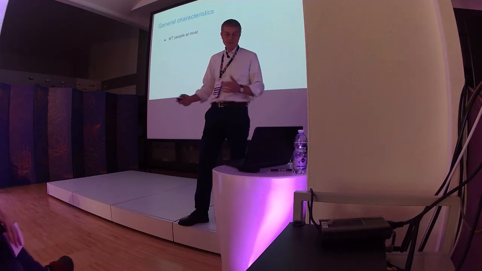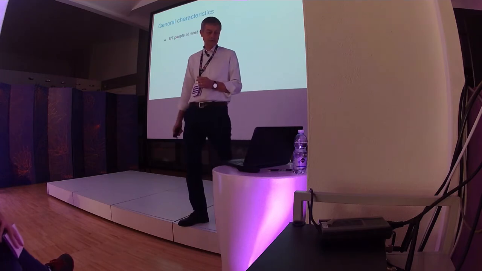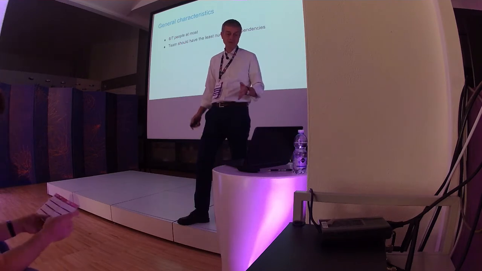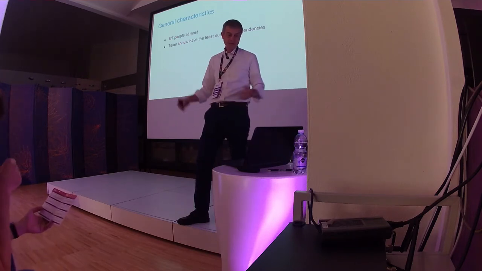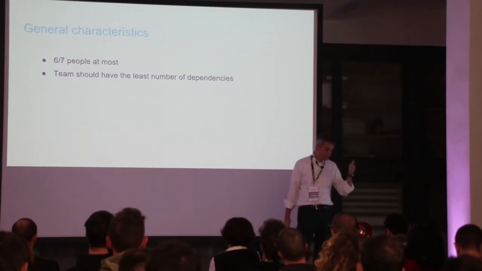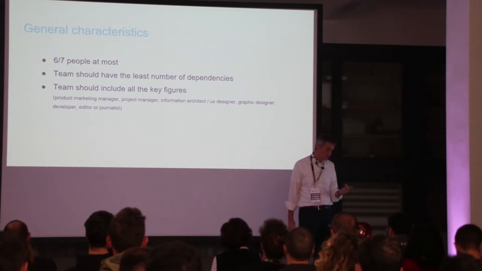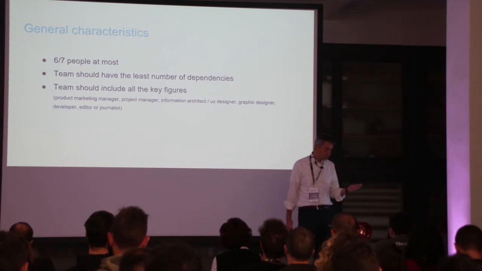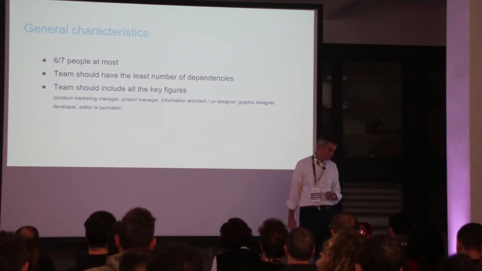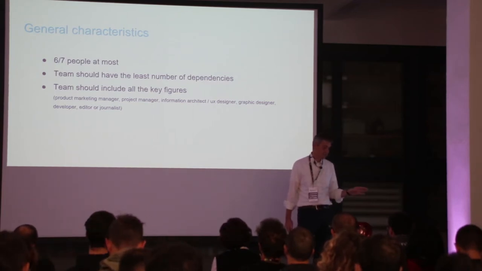Usually the team consists of 6 or 7 people at most, and they correspond to the competences that are needed in one of our digital projects. The assumption is, as we said before, that the team must have the least number of dependencies from other groups. In our company, every team usually has a product manager, a project manager, a marketing manager, an information architect or user experience designer, a graphic designer, a developer, and given that we are in an editorial group, an editor or journalist. Of course, this list can change depending on the situation.